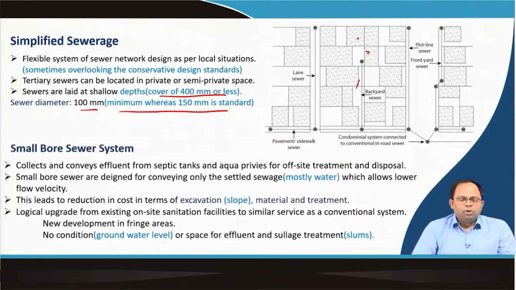Then comes the small bore sewer system. As is evident from the term itself, small bore refers to smaller diameter pipelines. In this case, the sewer system is primarily designed to collect the effluent from septic tanks and aqua privies for off-site treatment and disposal.